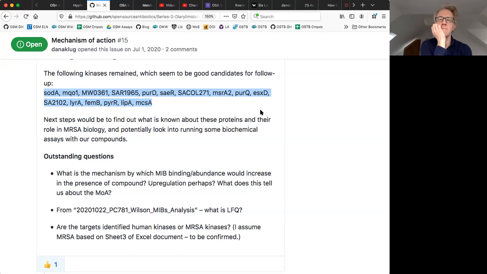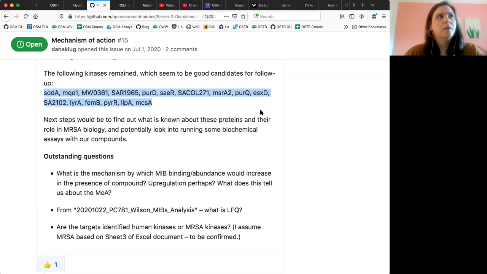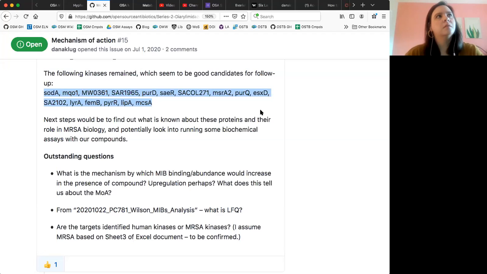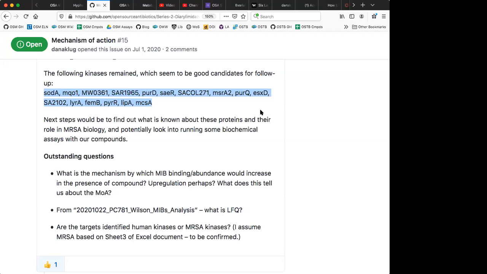Sure. I'm trying to work out from the experiment what kind of targets we're talking about here. That's all. Well, yeah. I think it would have to be MRSA, right? Because that's the cell lysate that they used. But whether they're unique to MRSA, I guess, is the question. Yeah. Some of these don't look like kinases too. Some of these could be other enzymes. They most likely pulled down everything.